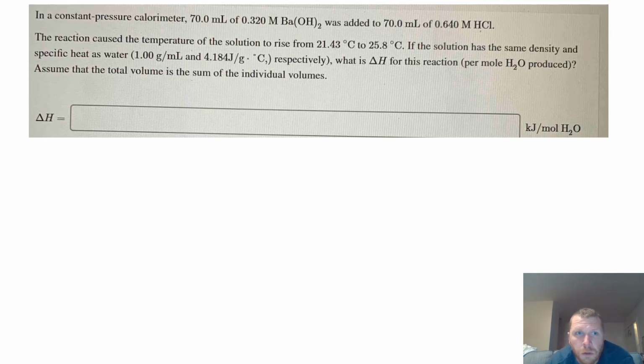Okay, so this question reads: in a constant pressure calorimeter, 70 milliliters of a solution of barium hydroxide, that solution has a concentration of 0.320 molar, was added to 70 milliliters of 0.640 molar HCl. The reaction caused the temperature of the solution to rise from 21.43 degrees to 25.8 degrees Celsius. So that right there is telling me we've got a change in temperature. I just want to keep note of that.